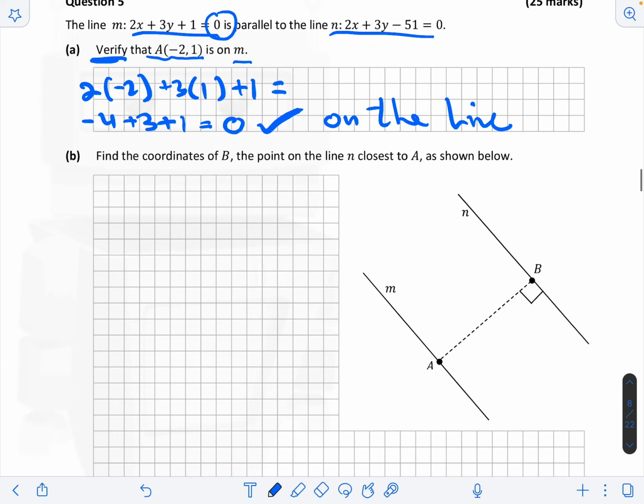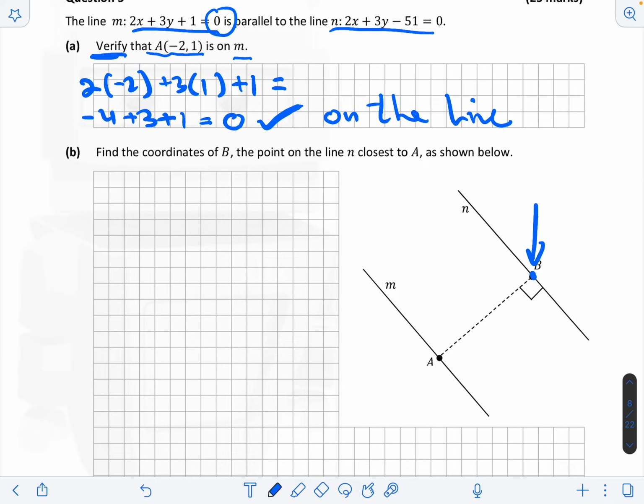Second part of the question, they're saying find the coordinate of B. This is the coordinate we're looking for, which is the closest to A. So A is the point here. Basically, we consider it like a distance between the two lines. These are parallel lines, so the distance is always the same if we look perpendicular between the two lines.